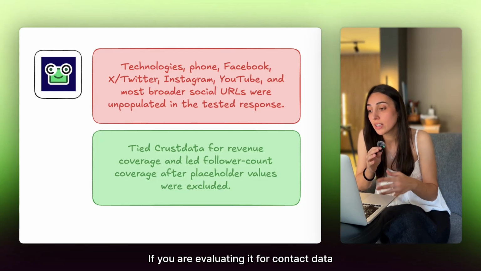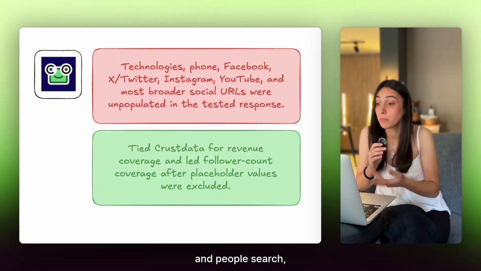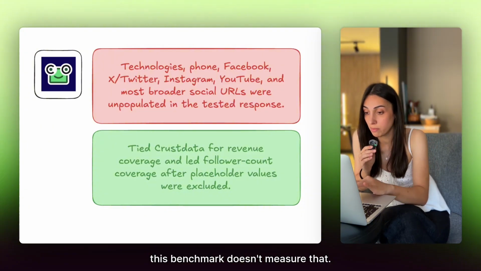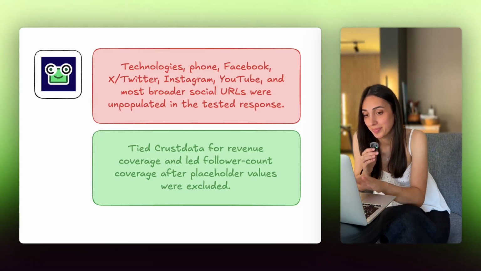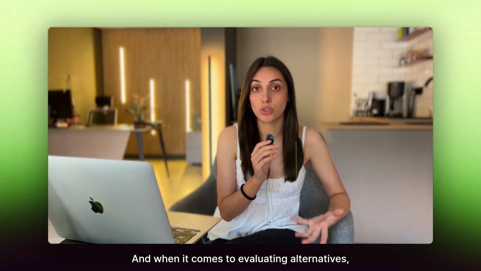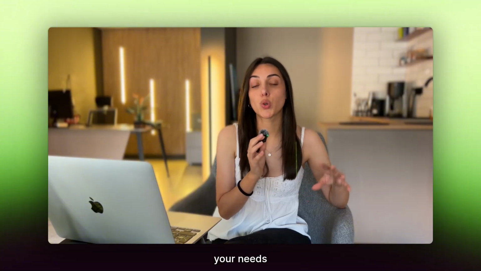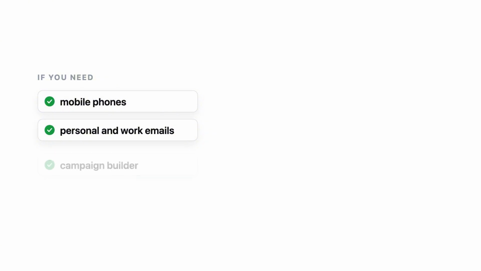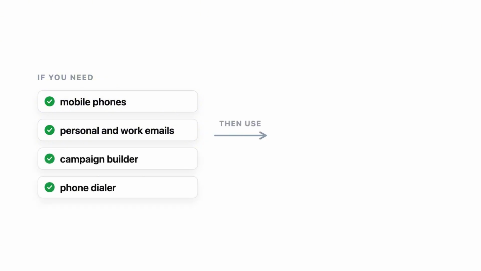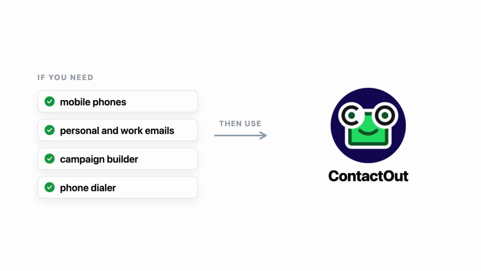If you're evaluating it for contact data and people search, this benchmark doesn't measure that, and you'll need a separate evaluation. And when it comes to evaluating alternatives, you need to understand your needs very profoundly to choose a provider. So for ContactOut, if you need mobile phones, personal or work emails, you need a sequencer, you need a dialer, it can be a good option. I mean, ContactOut is a good option for you.